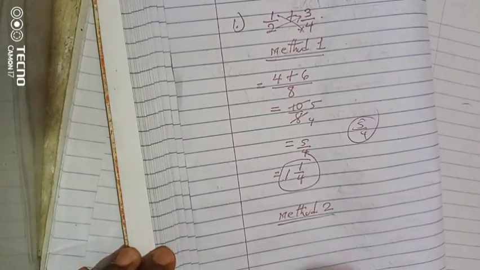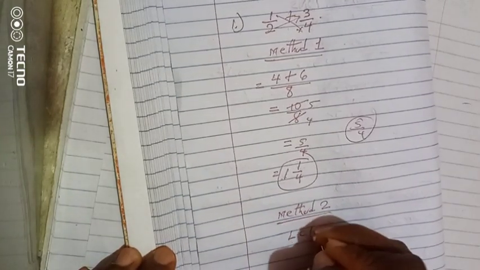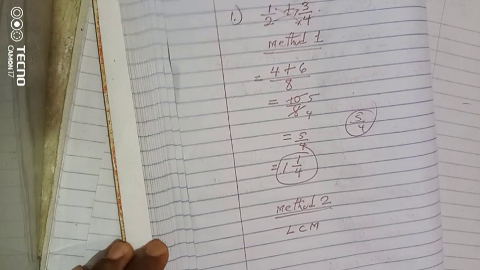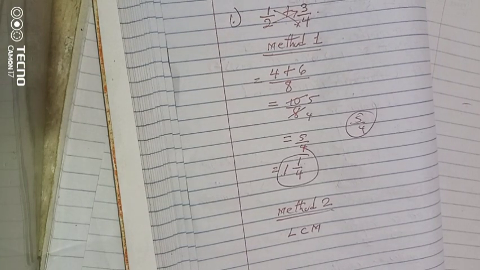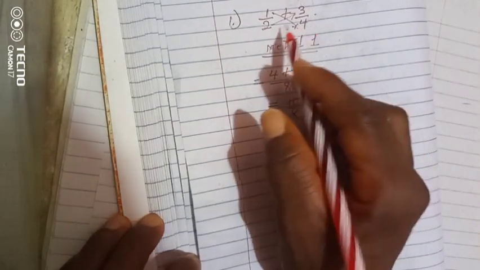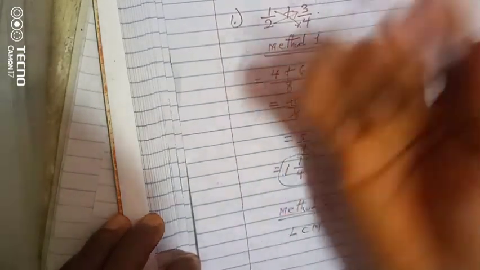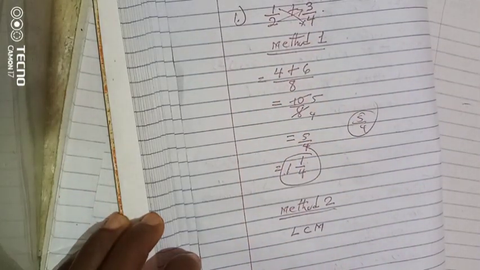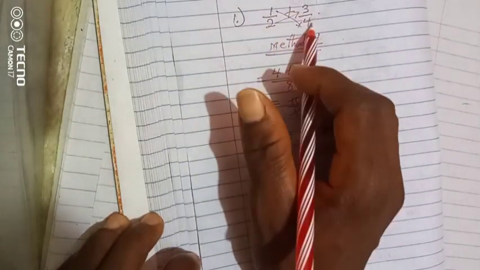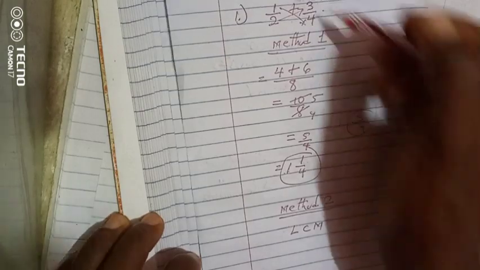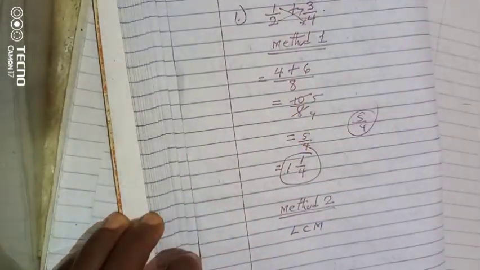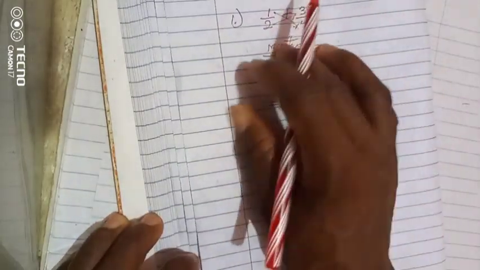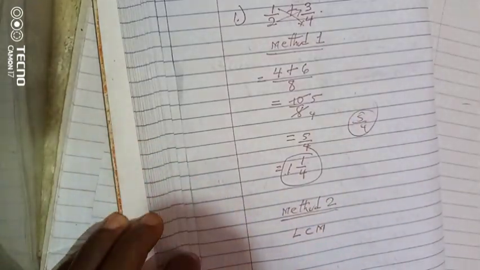On method 2, we find the LCM, which means the least common multiple. Look at the denominators: we have 2 and 4. What is the LCM between 2 and 4? It's 4, because 2 can divide 4 with no remainder, and 4 can divide itself with no remainder. Or another way, you can list the factors of 2 and the factors of 4.